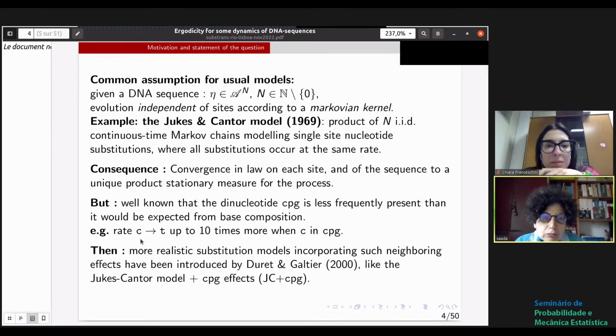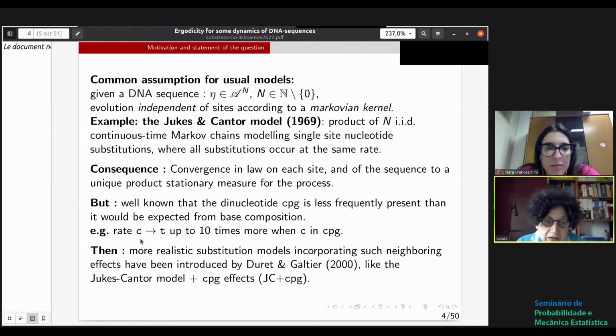So for the usual models, it has been the evolution of independent sites according to a Markovian kernel. So there is a finite sequence, configuration eta in A to the power n, and everything is independent. So the famous example is the Jukes and Cantor model. So you get the product of n i.i.d. continuous time Markov chains, and they model single site nucleotide substitutions, and all substitutions occur at the same rate. But then what it implies is that there is convergence in law of the sequence to a unique product stationary measure.